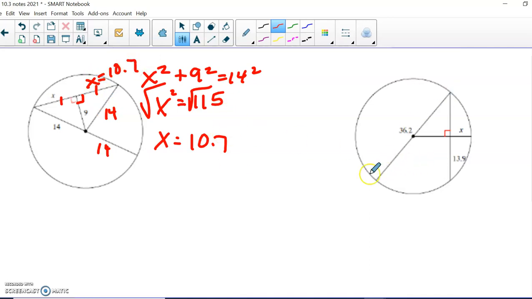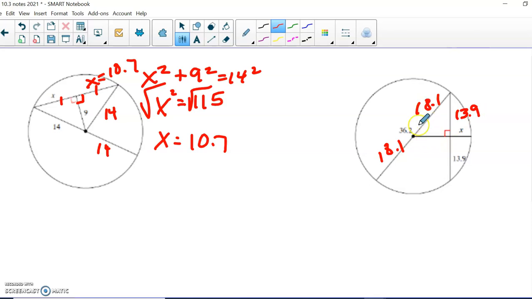Let's look at one more time. This time they're telling us that the diameter is 36.2 units. So the first thing I'm going to do is just split that in half. Each of my radii is going to be 18.1. So I know this is 18.1, this is 18.1, and this is also 18.1. Then we can see that we have a radius to a chord and it's perpendicular, so I can carry this 13.9 up here.